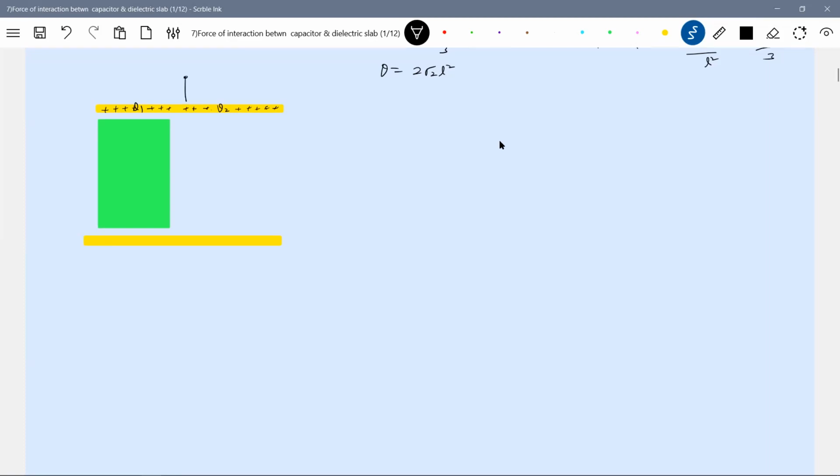Then how much is the induced charge? Here the induced charge will be negative, no? And here it will be positive. And this will be negative. This is the idea. Now this charge is what is being asked, minus QI.